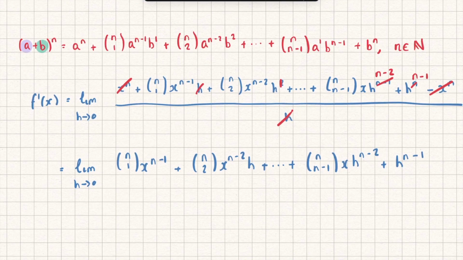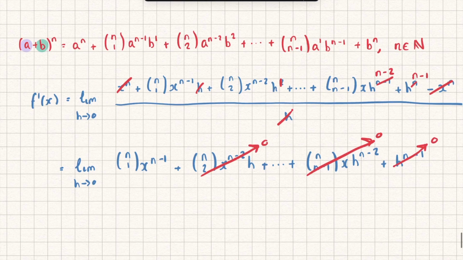Now we can take the limit because we've removed that h from the denominator, and when we do, well, every term with an h in it is going to tend to 0 because h is going to tend to 0, and anything times by that really tiny number is also going to go to 0, which means this term's going to tend to 0, as is this term, as is this term. Pretty much every term is going to tend to 0 apart from our first term here, and so that's going to leave us with our limit being equal to n choose 1 multiplied by x to the power of n minus 1. So now the only thing we've got left is this n choose 1.